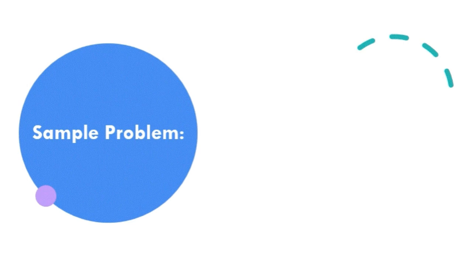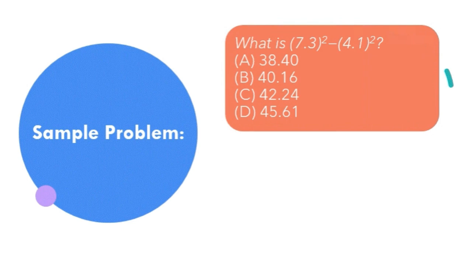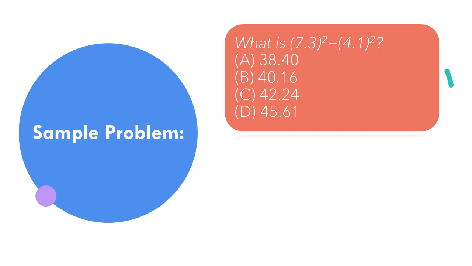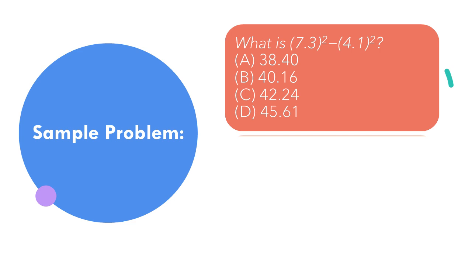All right, class. Let's use a very important strategy, using the calculator wisely, to solve a problem that involves subtraction of squares. Example problem. What is 7.3 squared minus 4.1 squared? Step 1. Recognize the difference of squares. First, notice that the problem involves the difference of squares. This means we have the form a squared minus b squared, which we can simplify using a special rule. a squared minus b squared equals (a plus b)(a minus b). This rule can save us time and make it easier to solve.